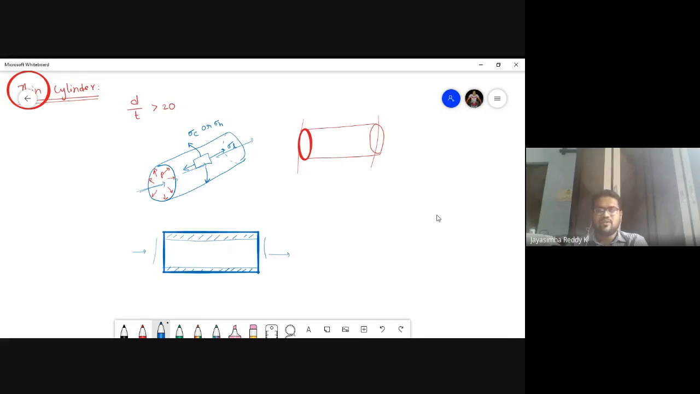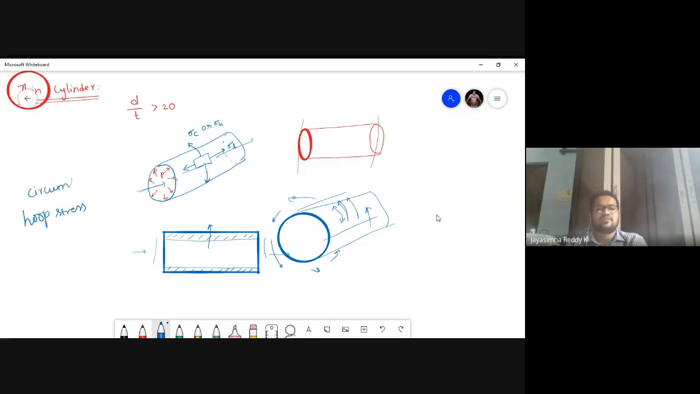So because of this pressure, there will be circumferential stress. Circumferential stress in the sense, if this is the cylindrical wall, it acts over the surface like this. It will be over the circumference like this. Throughout the circumference, there will be circumferential stress like this, on the periphery of this cylinder. We can also call circumferential stress as hoop stress. We call this as hoop stress or circumferential stress.